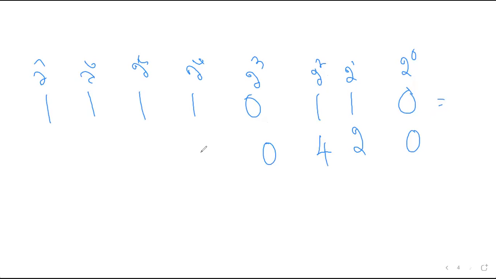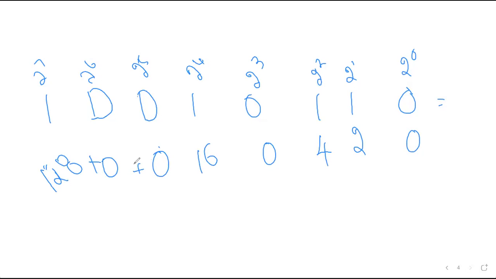2 raised to 4 means 16. Then 2 raised to 5 means 16 times 2, which is 32, but because of 0, it remains 0. And 2 raised to 6 is 32 times 2, which is 64, but because of 0 it will remain 0. Then 2 raised to 7 is 128 because of 1. 2 raised to 7 means 128, and because of 1, we are writing here 128.